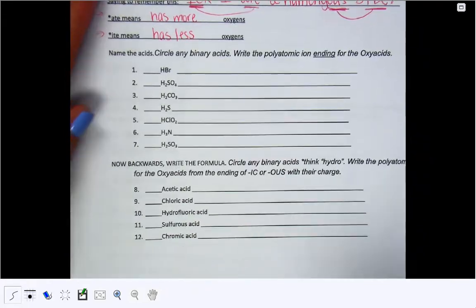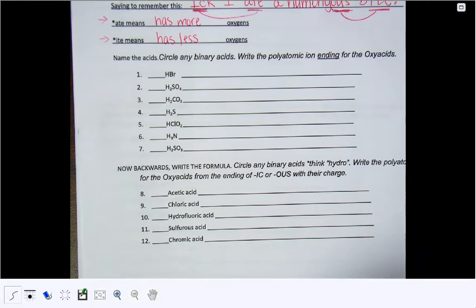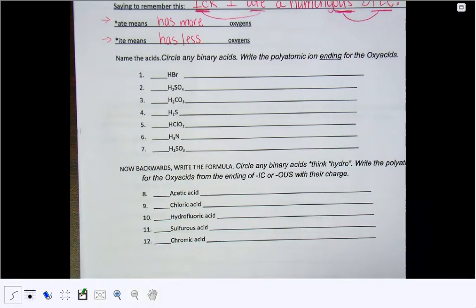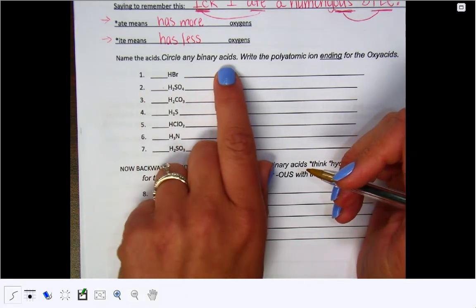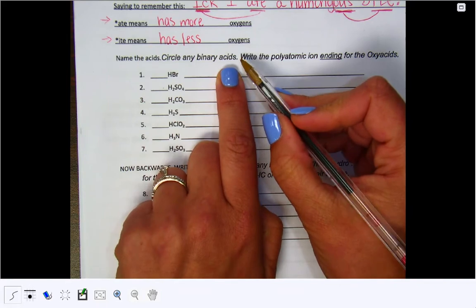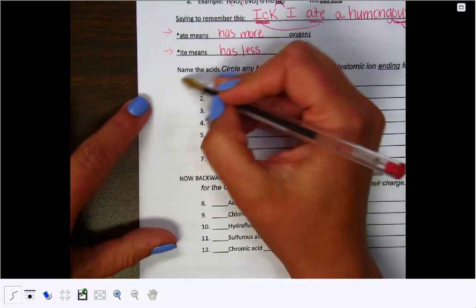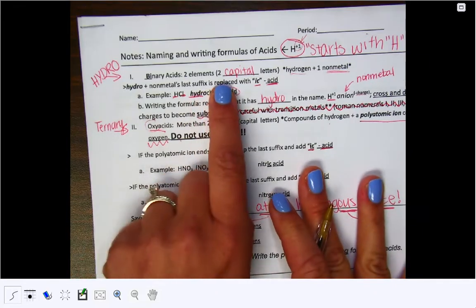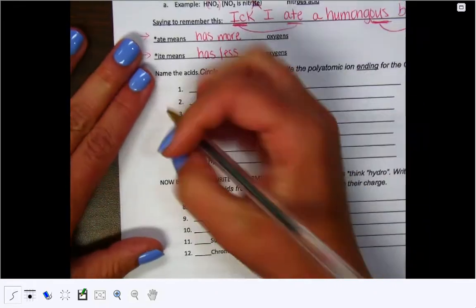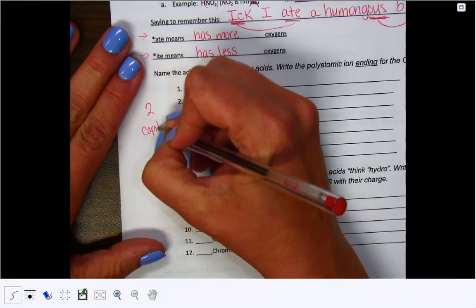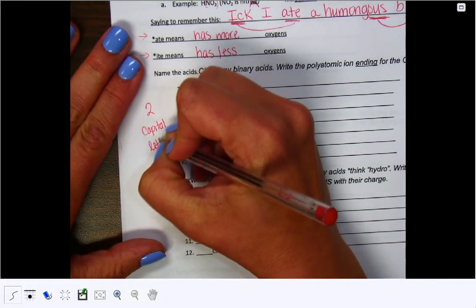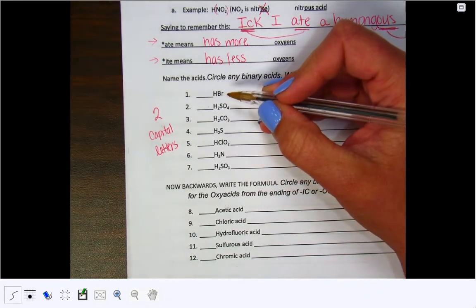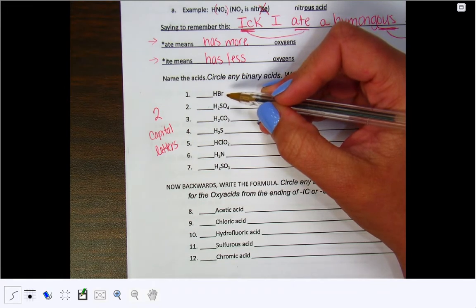Let's go ahead and look down this page. We have 1 through 12. I'm not just going to say, okay, what is this one, and let's name it, name it, name it, because I'm going to slow your brain down for a second. We're going to go through this list. We need to circle all the binary acids. When we are looking at this top part of the list, we are looking for things that have two capital letters, just like we said before. Two capital letters, two elements. We're going to circle the ones that have two, and leave the other ones alone.